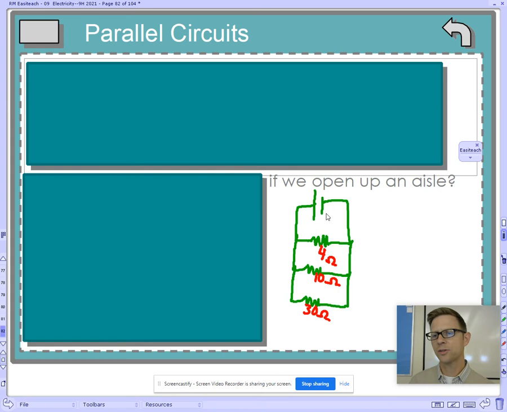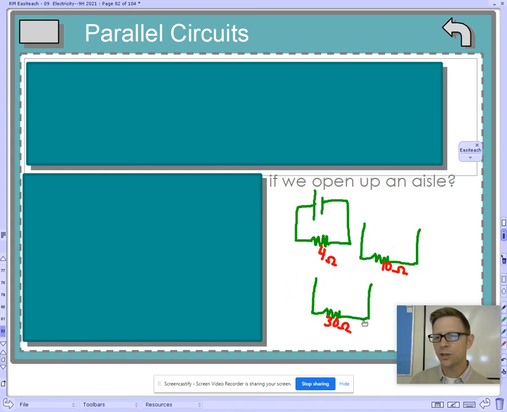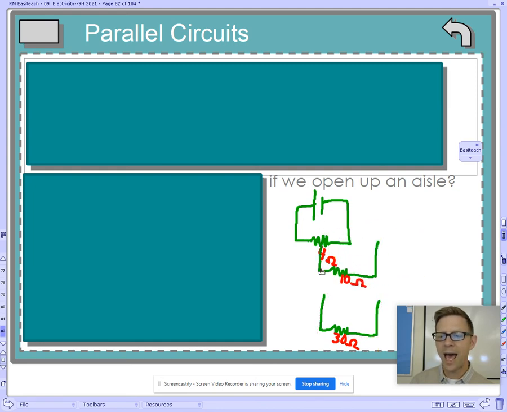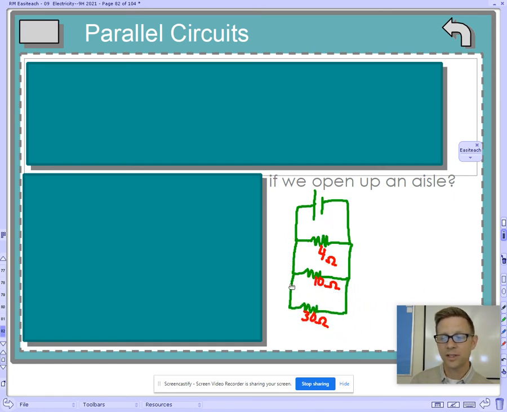Parallel circuits. Here's a parallel circuit. A parallel circuit, I like to think of it as you've constructed it by starting with a really simple circuit, then you added another path that's still directly connected to the battery, and then another path. It doesn't have to be 3, it could be 2 or 5 or 50, but you're adding additional paths that are still connected directly to the battery.